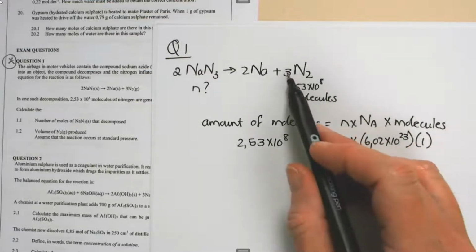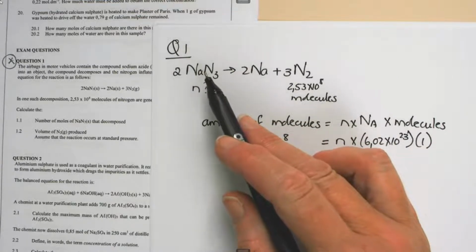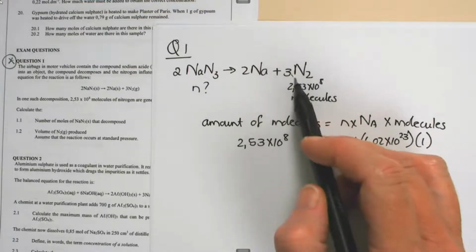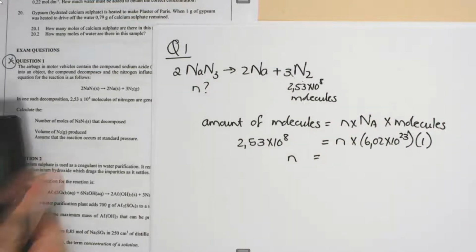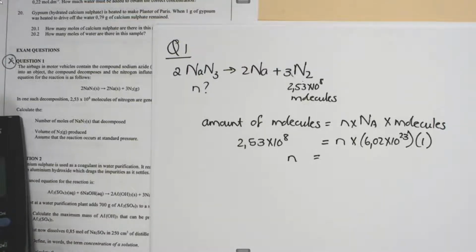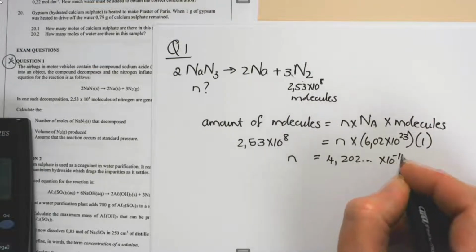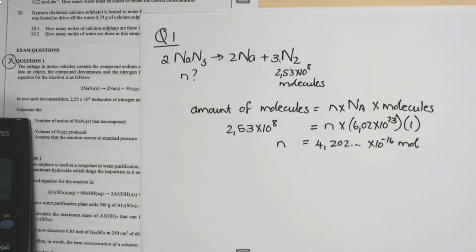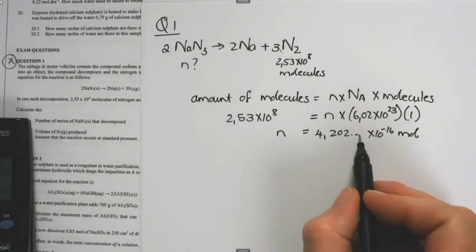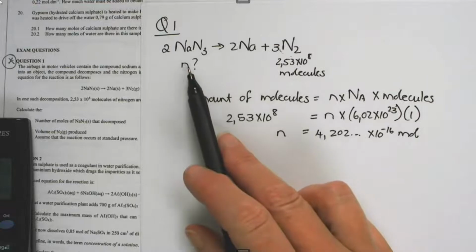You will see that ratio of 3, I will take into consideration later on when I compare N2 and NaN3. But if I just look at the N2, N2 is 1 molecule containing 2 atoms, but it's 1 molecule. So I'm going to say 2,53 times 10 to the power of 8 divided by 6,02 times 10 to the power of 23, and I get 4,202 times 10 to the negative 16 mole. So that is a very big number there, but I'm just keeping it on my calculator. You can also do it like this to say you haven't rounded it yet, you're still busy doing your calculation. But they ask me the amount of mole.